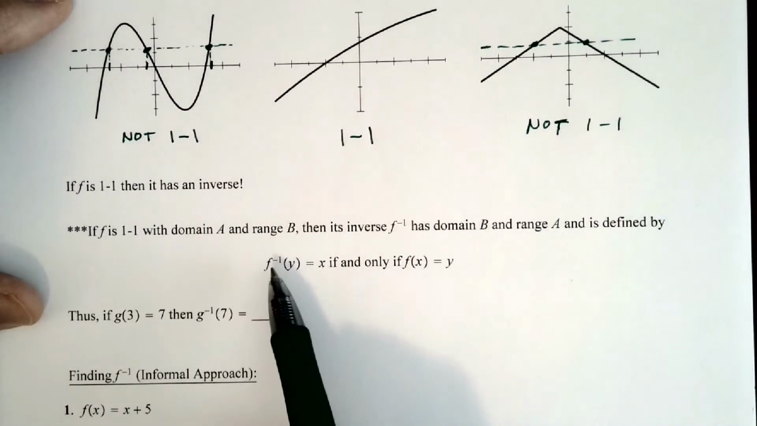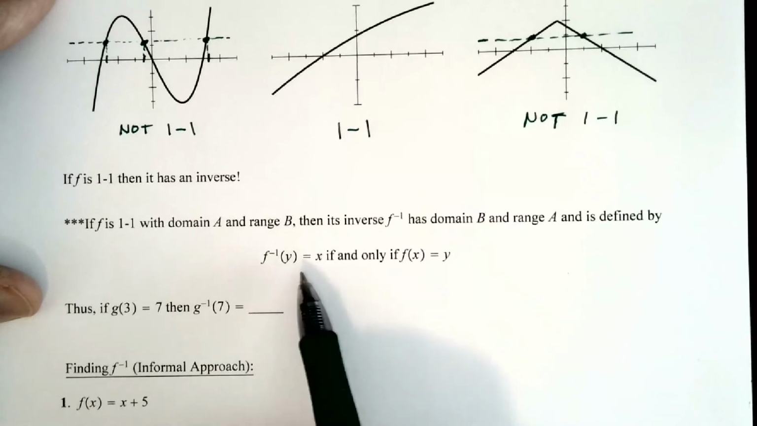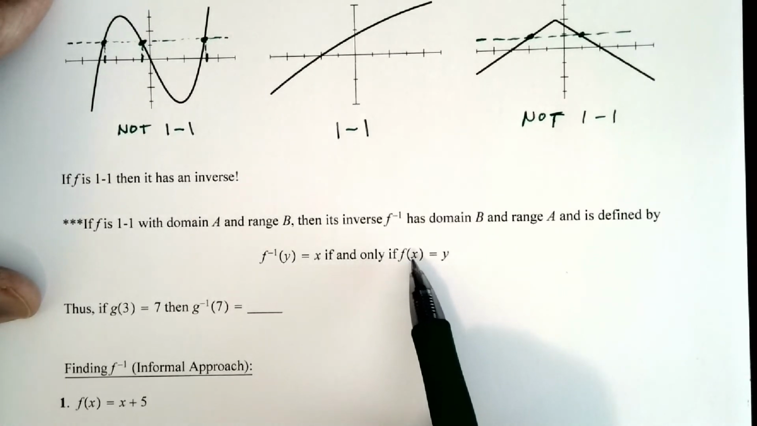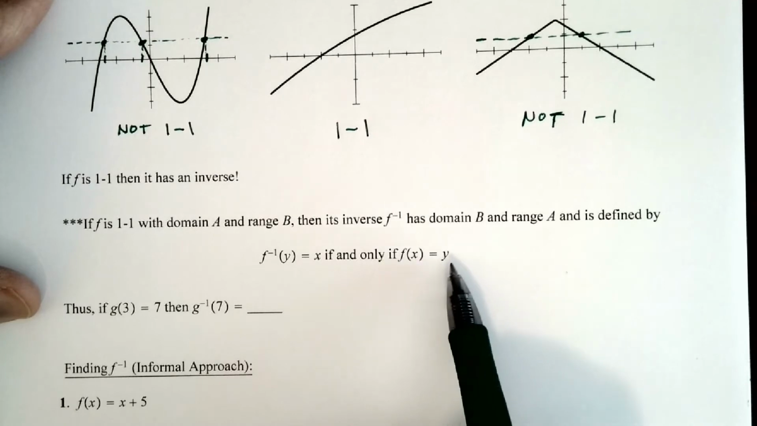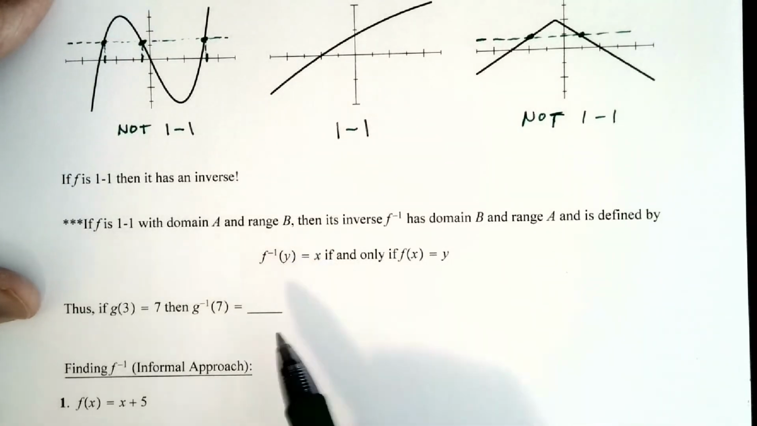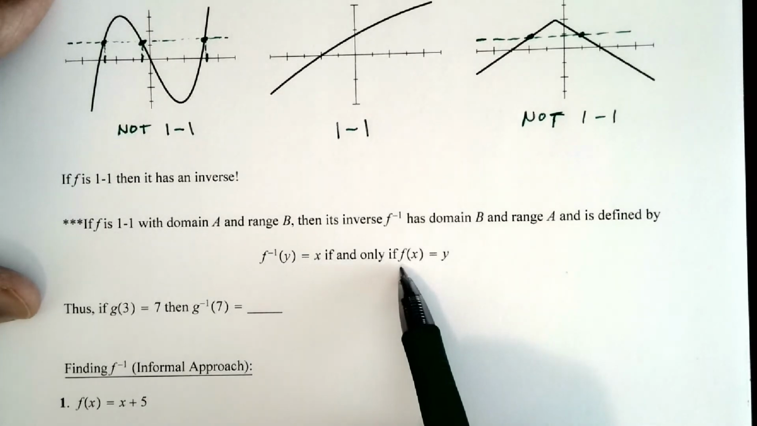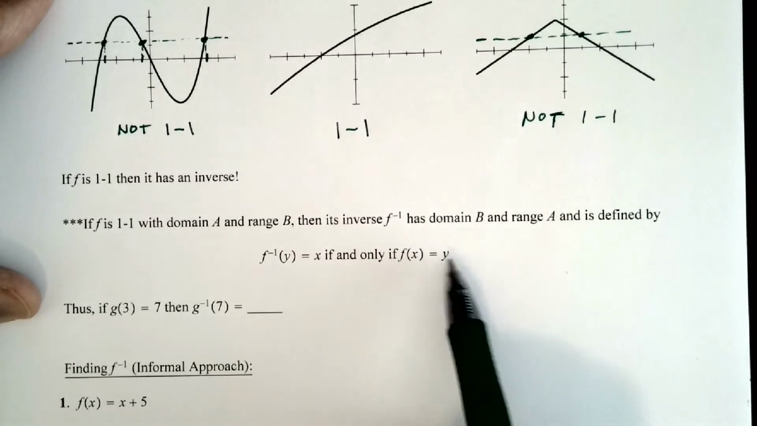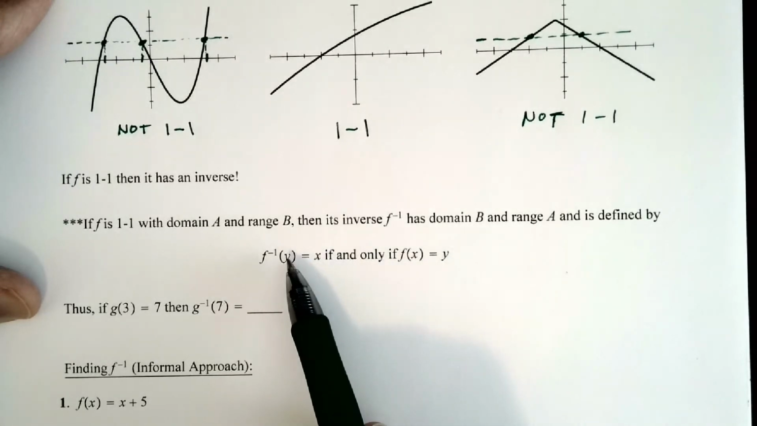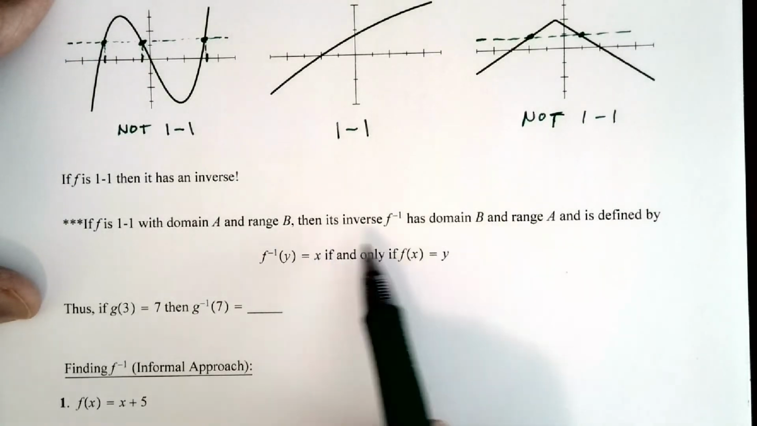And here's the definition. F inverse of y is equal to x if and only if f of x equals y. So why does this make sense? If I plug x into the function f and output y, then the inverse function will take y as an input and get back to x, what we started with. Remember when we would compose the functions, we get the identity function? So if I start with the function f, plug in x, I get y out. I take that output, I plug it into the inverse function, and what comes out? x, what I started with. They cancel each other out. So it is important to understand this relationship here.